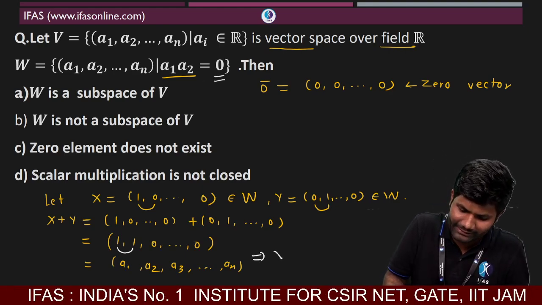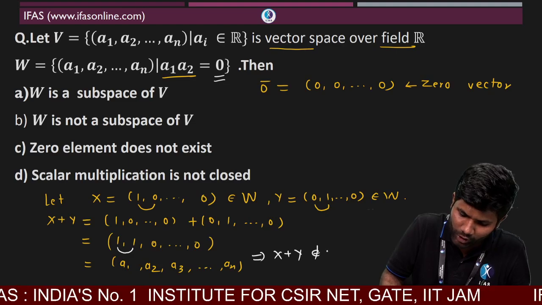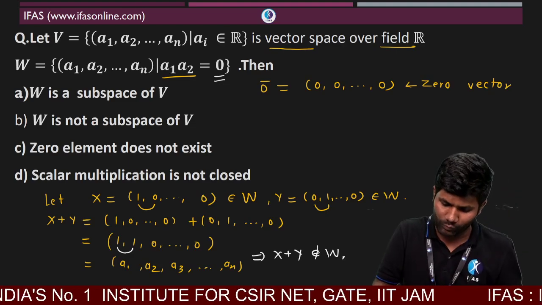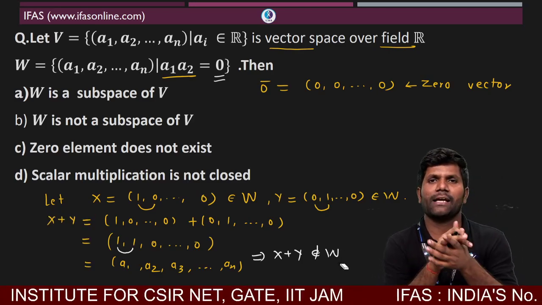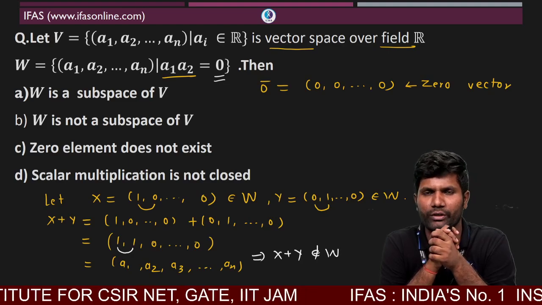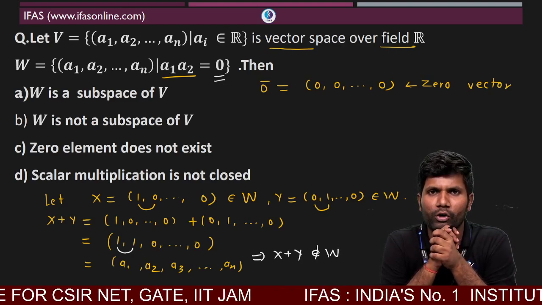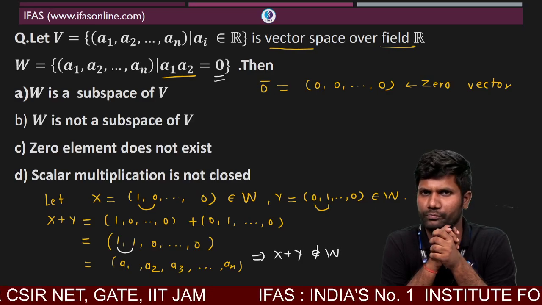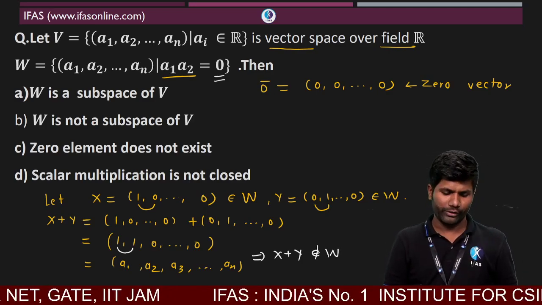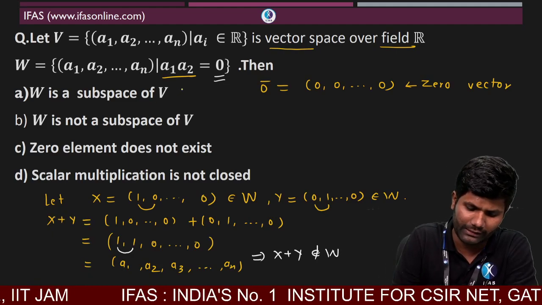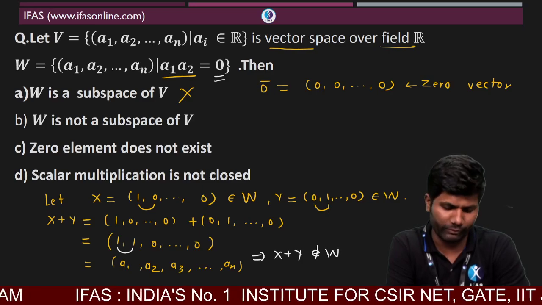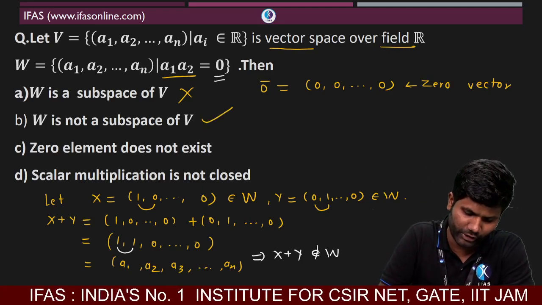So this implies that x plus y does not belong to W. It means that W is not a subspace of V, because vector addition fails in W. So the correct option for this question: "W is a subspace of V" is incorrect, and the second option, "W is not a subspace of V", is correct.